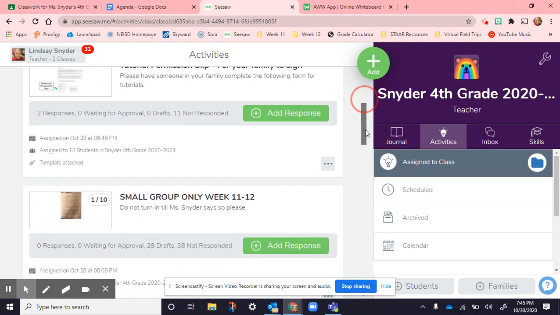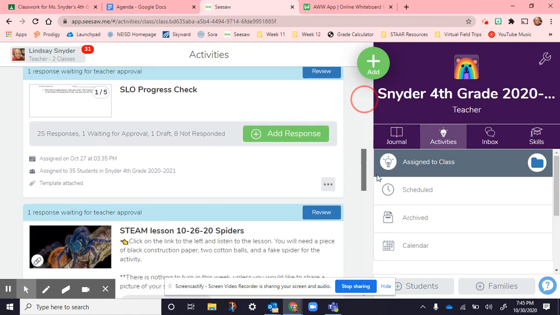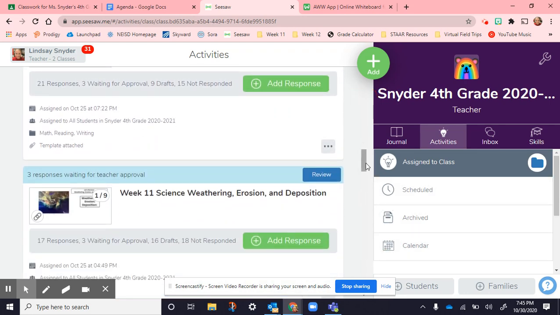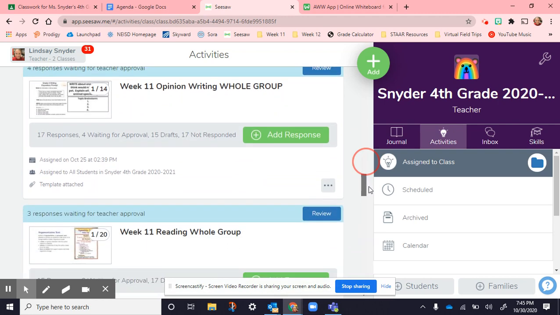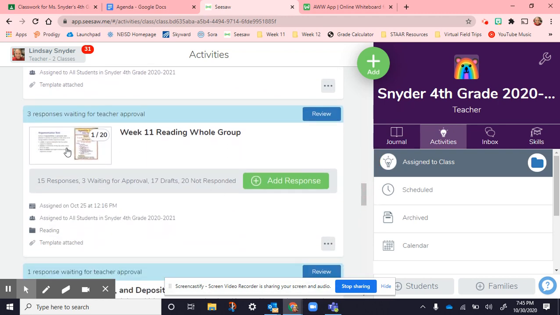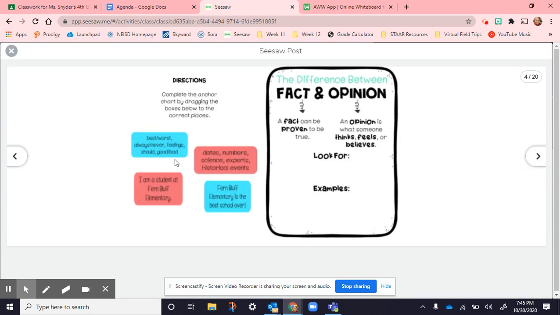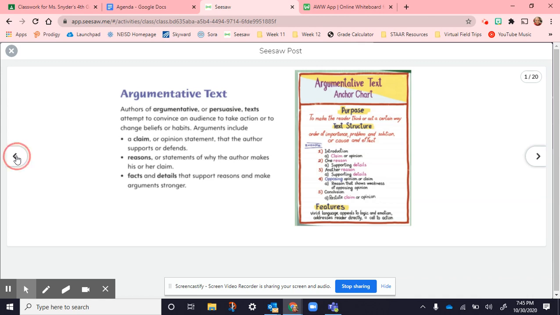All right, in reading today. There it is. All right, in reading today. Let me start at the beginning so you can see what needs to be turned in.